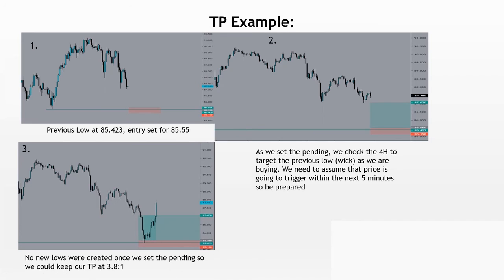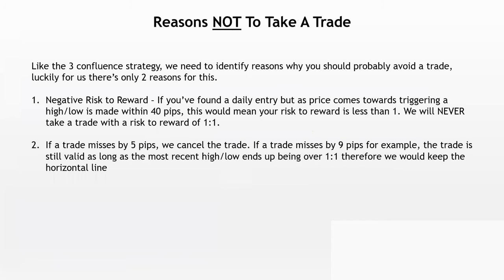Now, because the strategy is rule-based, what are some reasons, guys, that we may not take a trade? So, reasons not to take a trade. Like the free confluence strategy, guys, we need to identify reasons why you should avoid a trade. And lucky for us, there's only actually 2 reasons for this. So the first reason is negative risk to reward. If you found a daily entry, but as price starts coming towards your daily level, a 4-hour low is made within 1-to-1, so you have a negative risk to reward, you will not be taking that trade.